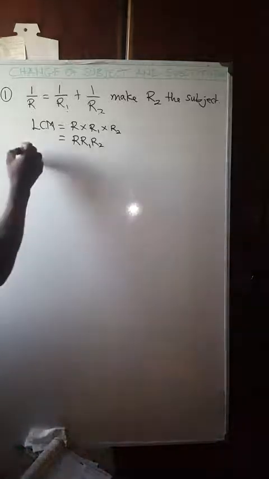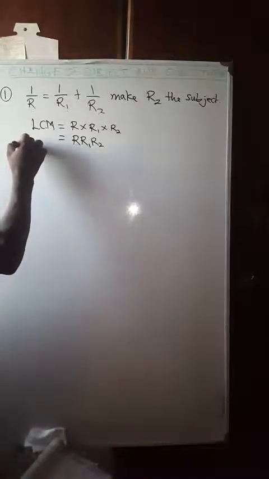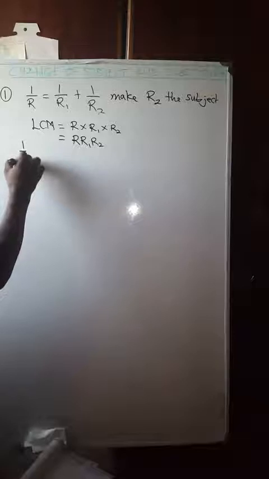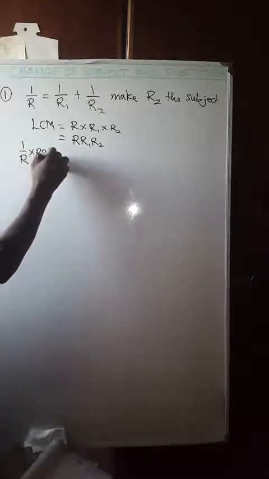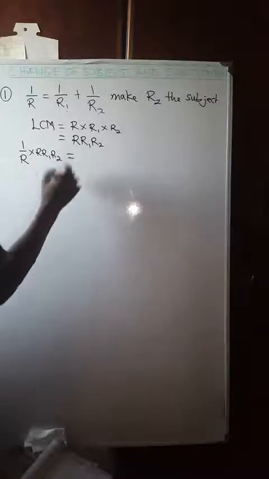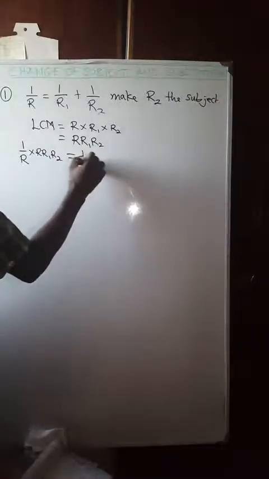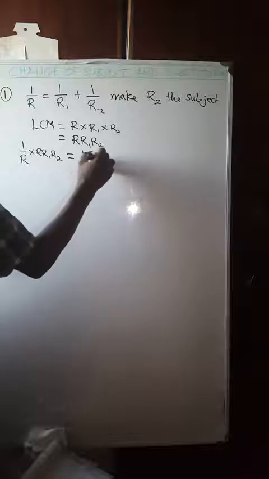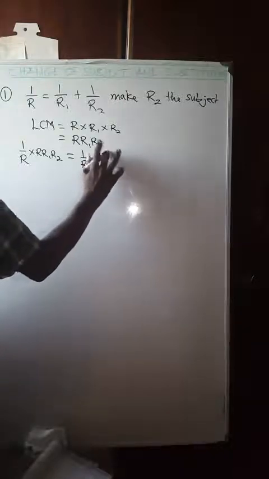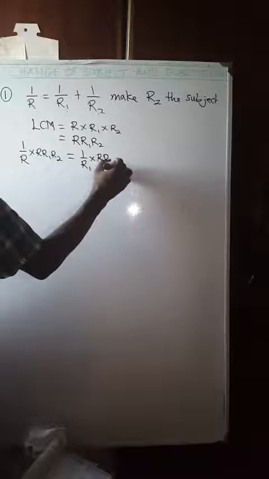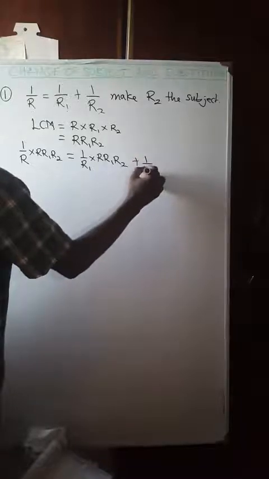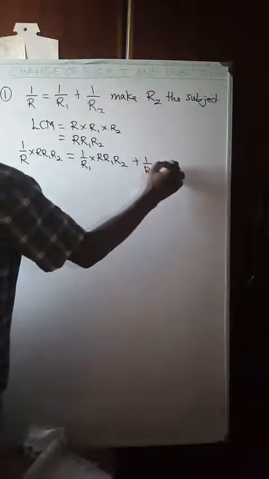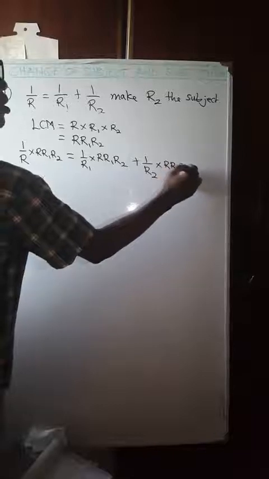So we have 1 over R times R R1 R2 is equal to 1 over R1 times R R1 R2 plus 1 over R2 times R R1 R2.